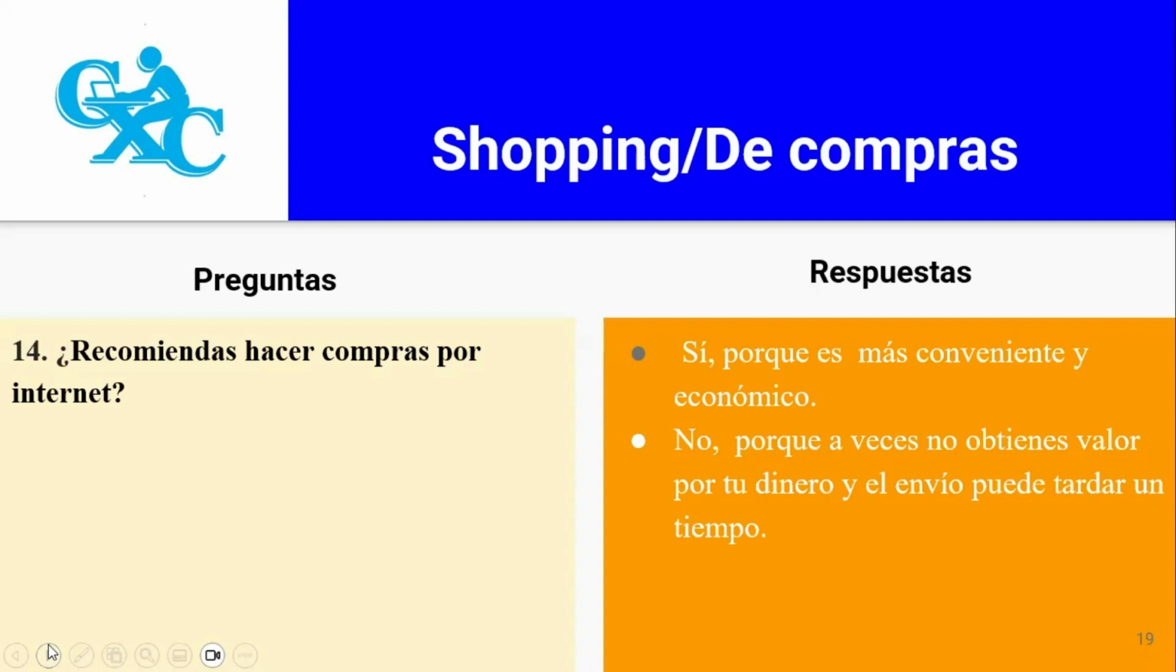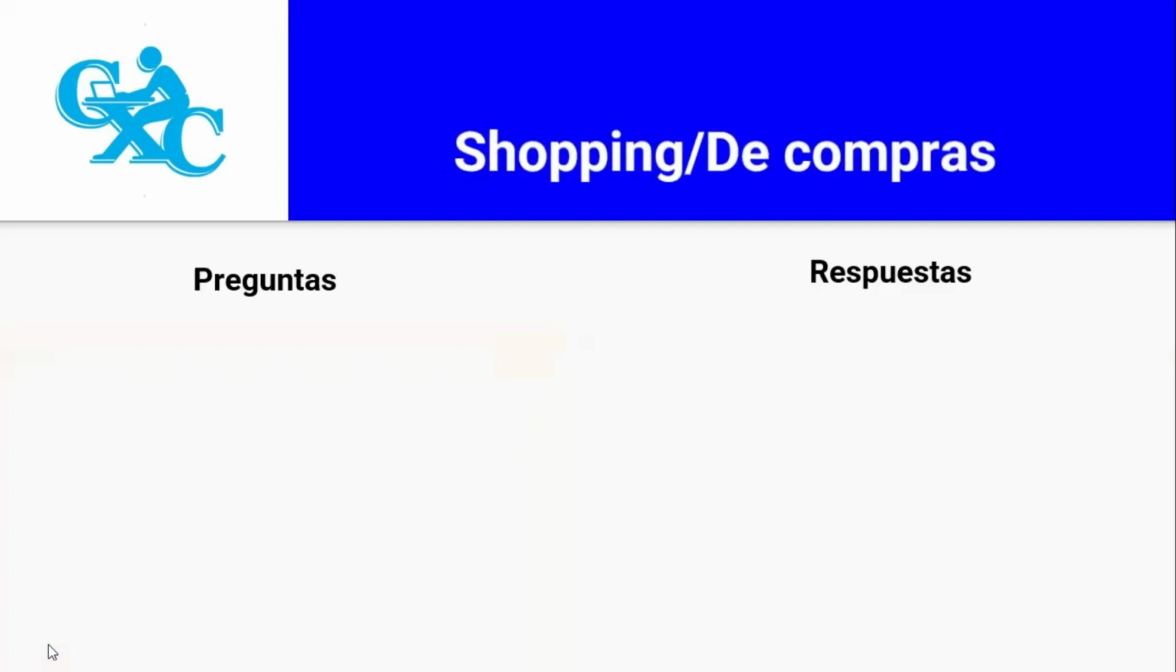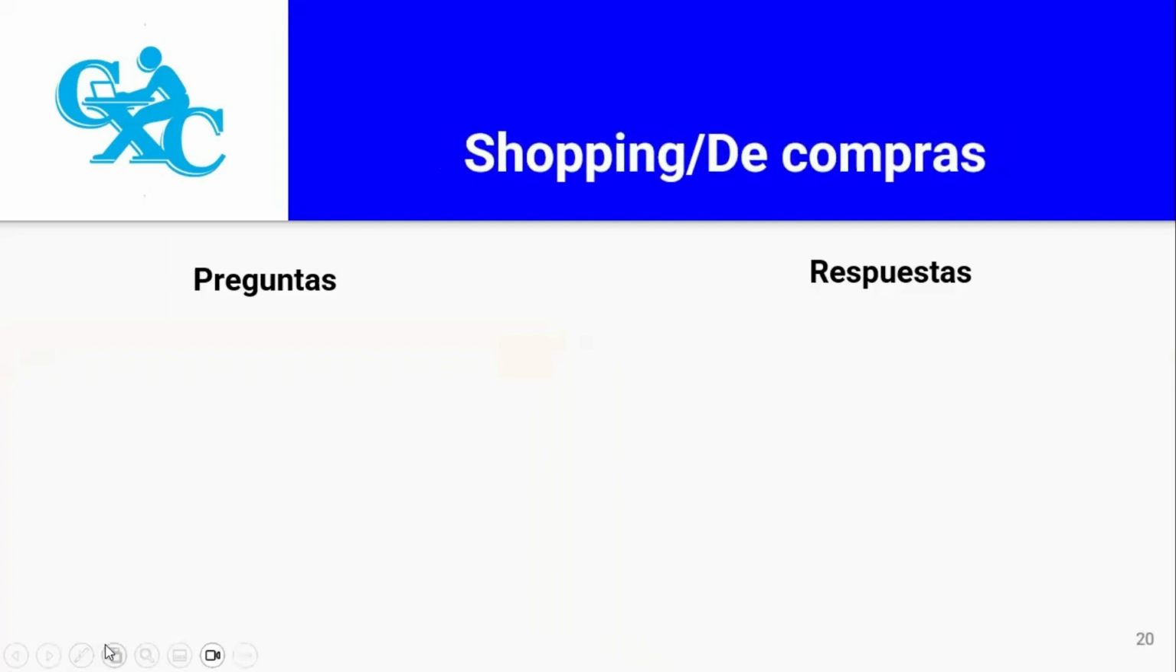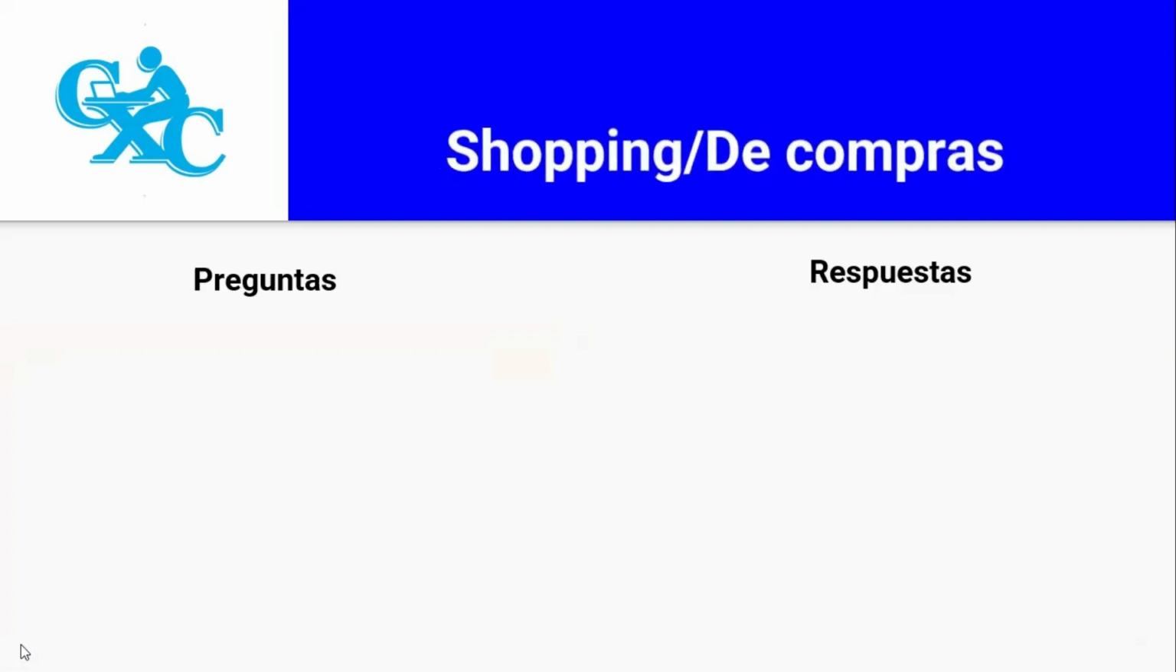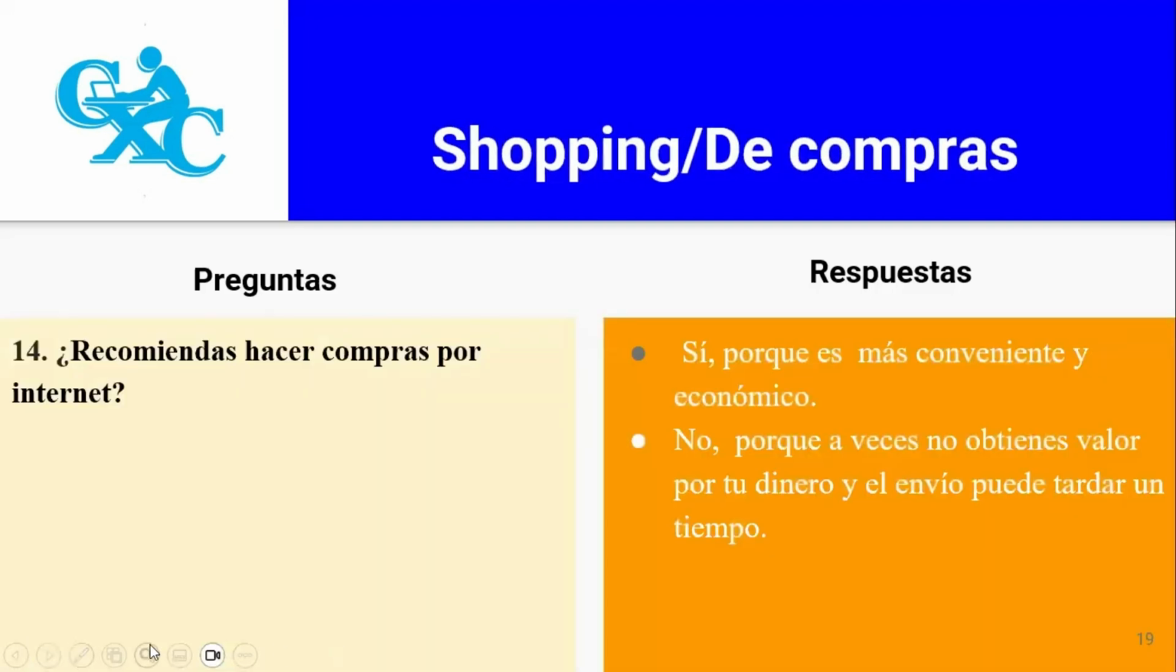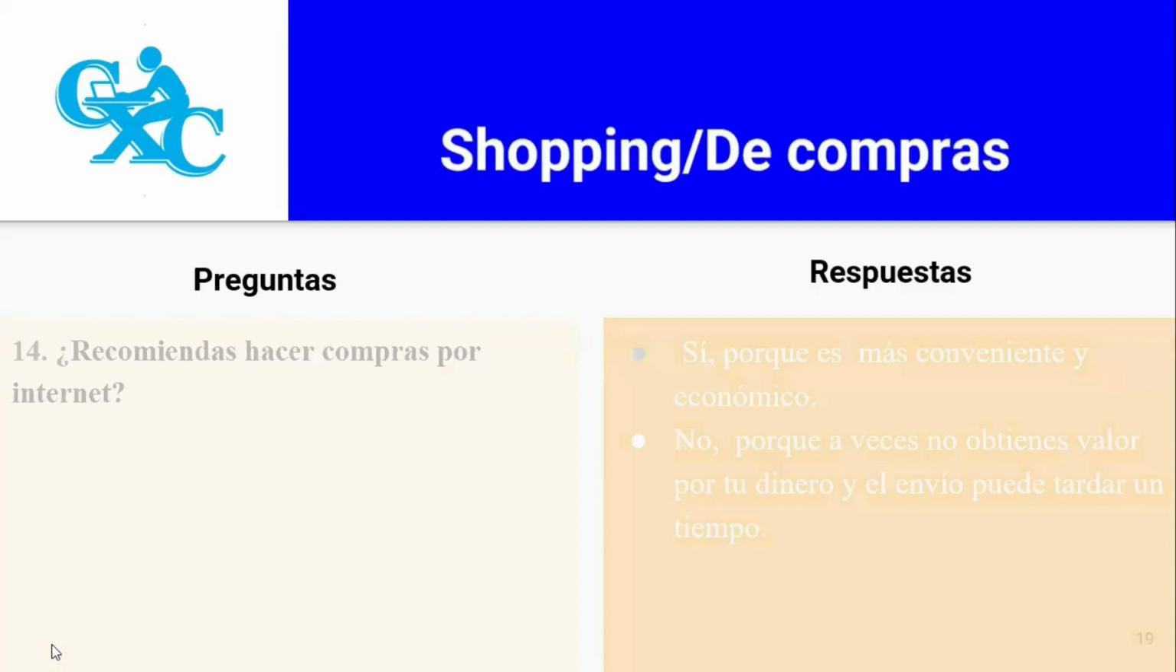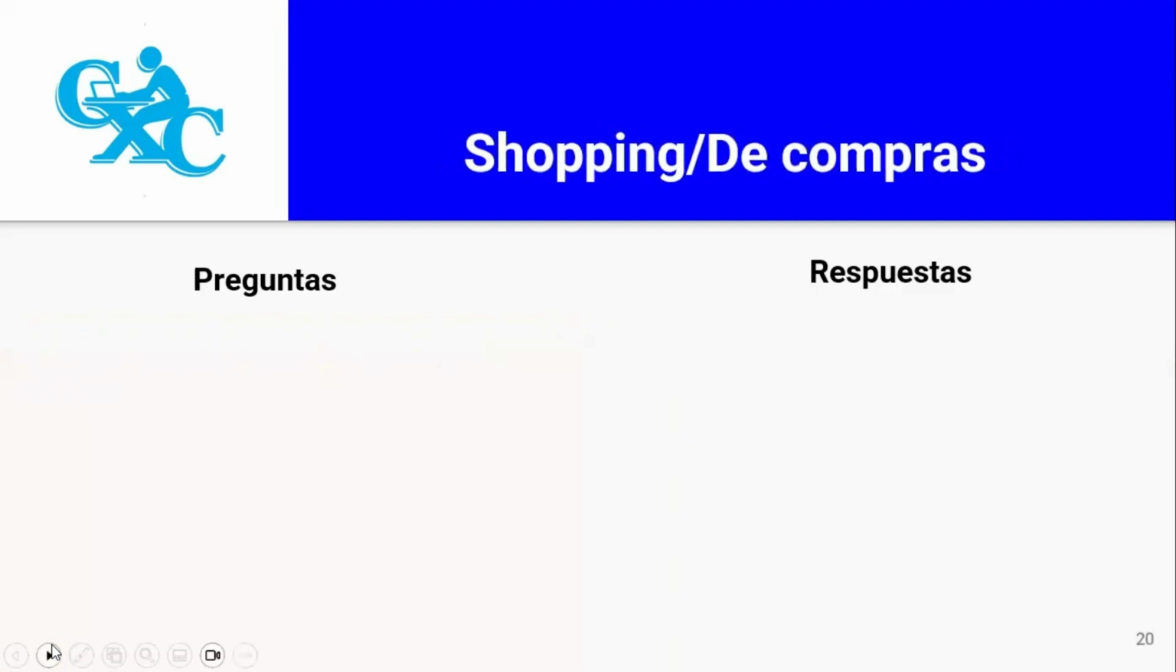Yes, so true. That is one of the downfalls for me, one of the setbacks why I don't like to shop online. Because sometimes you don't get value for your money. No obtienes valor por tu dinero. And sometimes the shipping takes a long time. All right? The shipping takes a long time. Look at how you say this. El envío puede tardar un tiempo. Okay. Now let us look at another question.